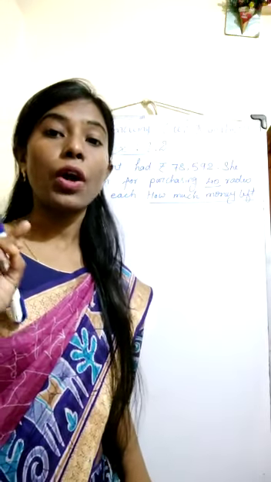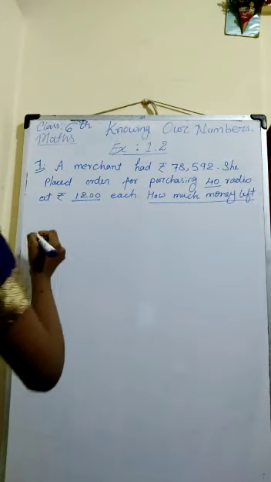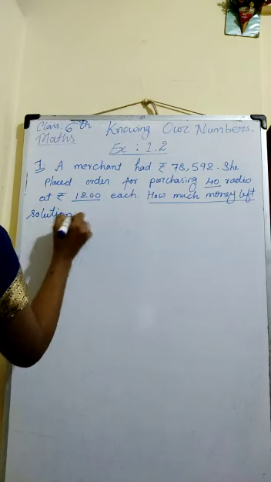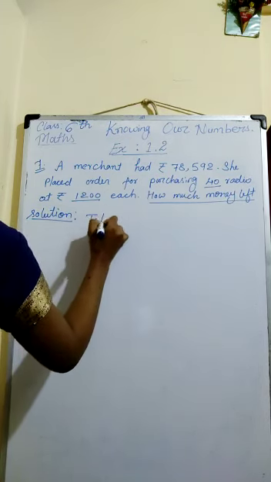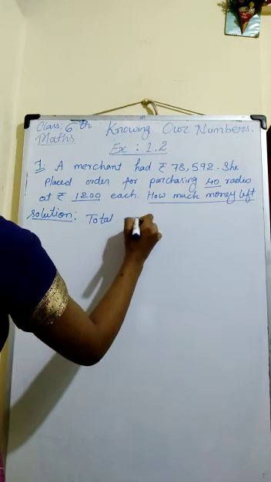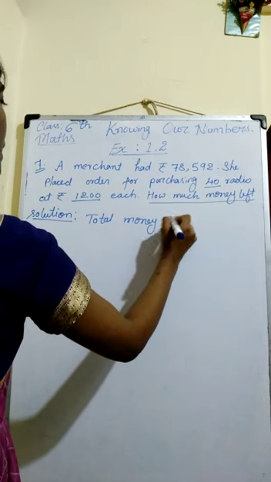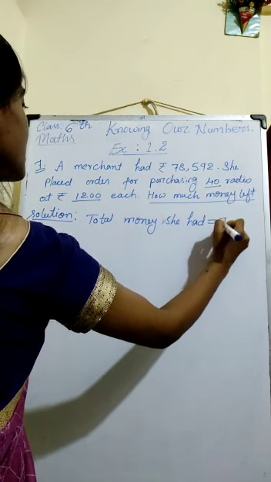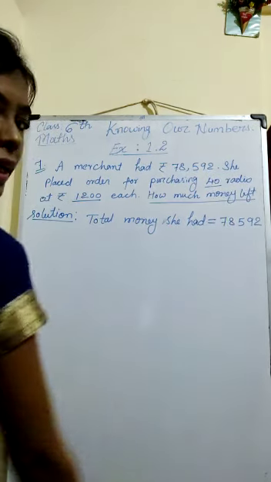Okay, so what will we do here? First, we need to see how much money he had at the beginning. Total money she had is 78,592.